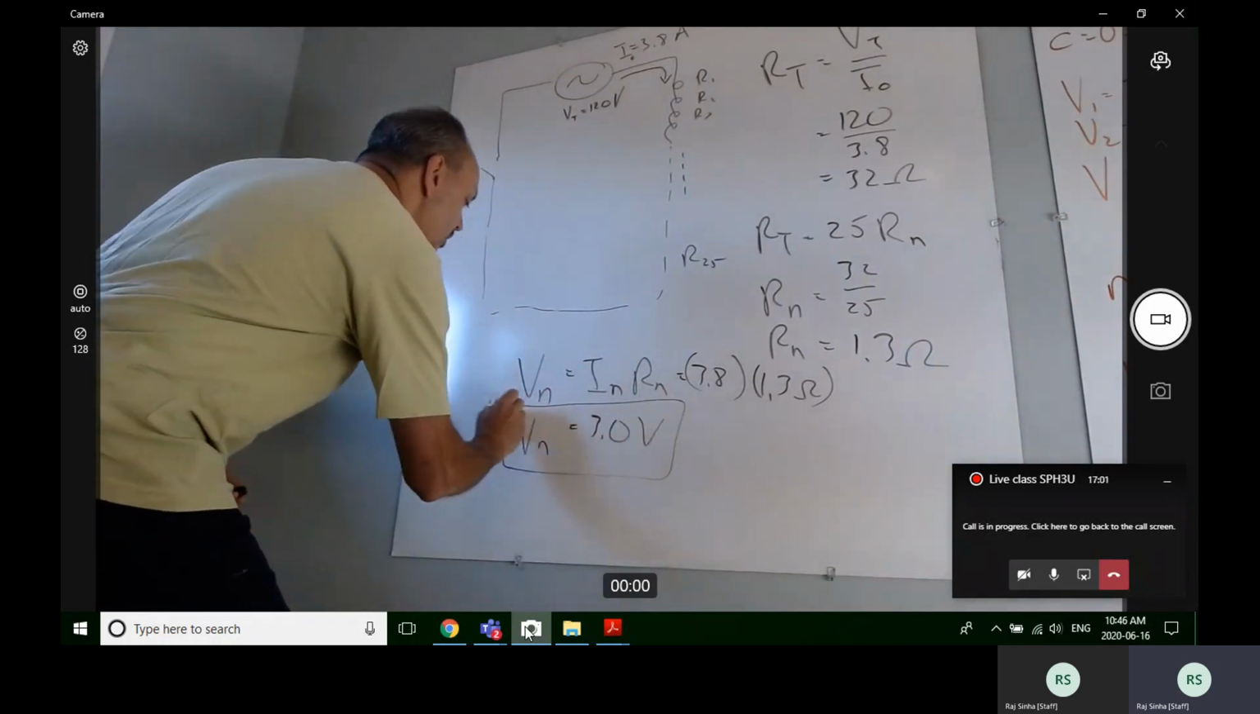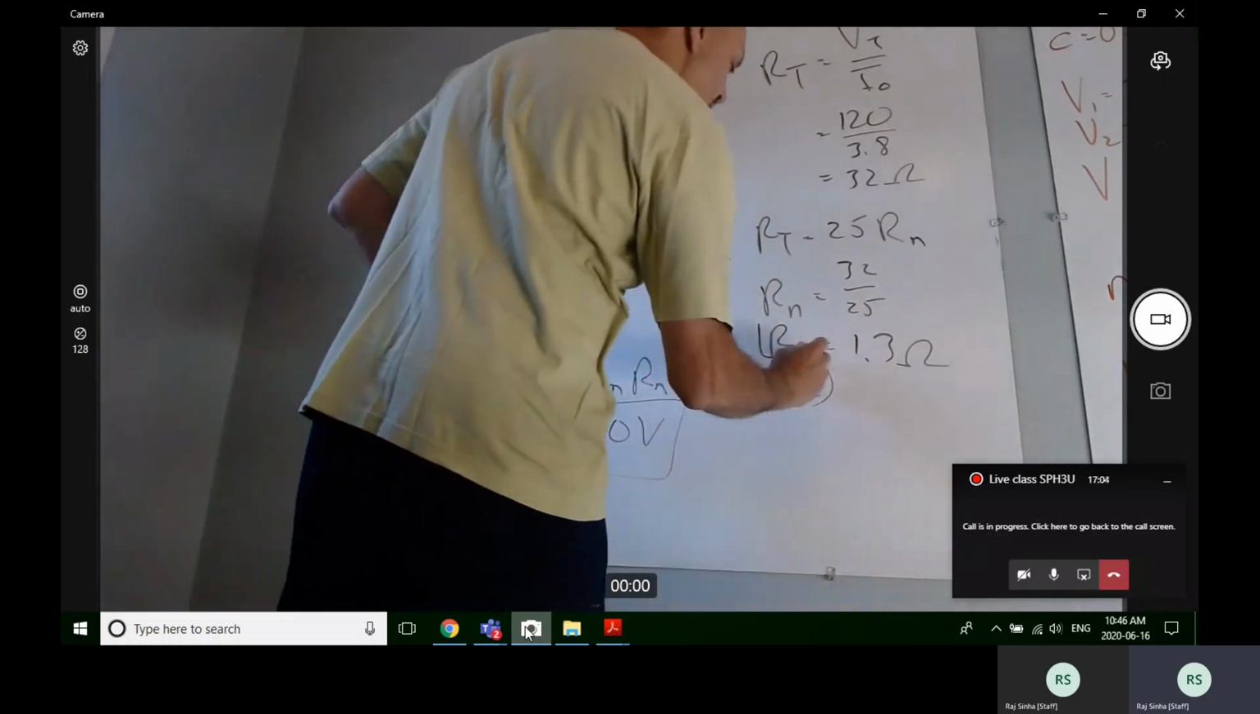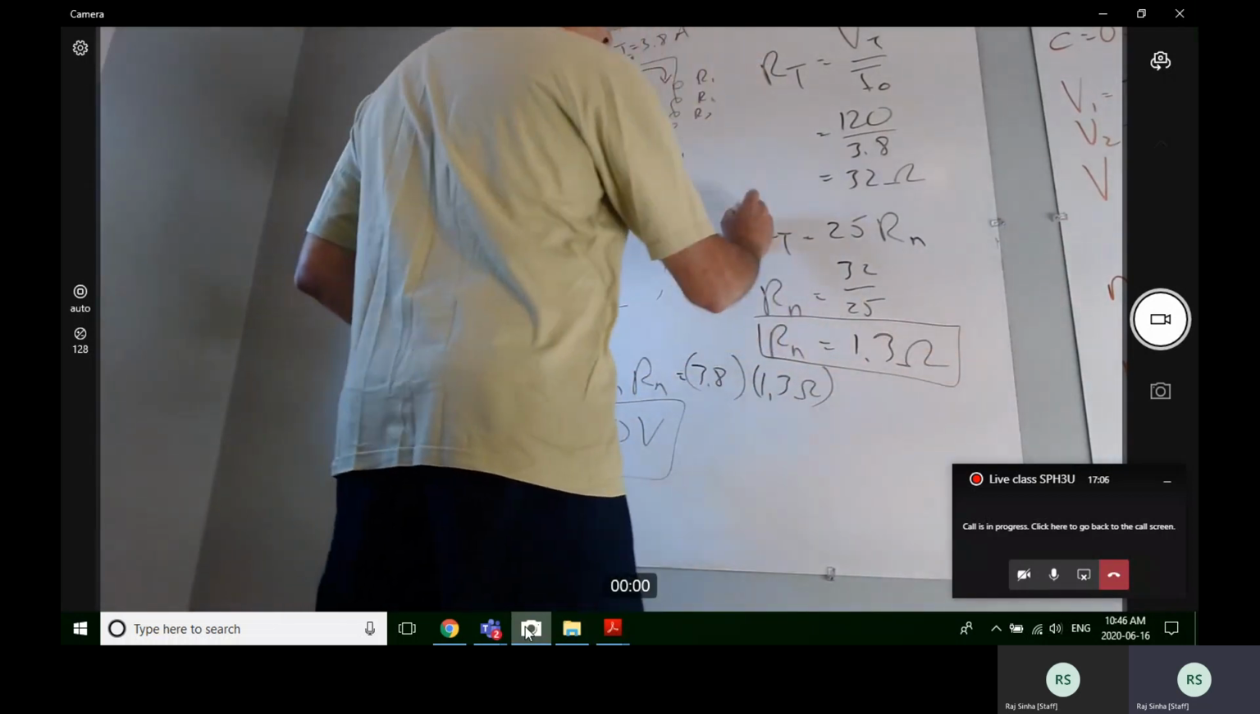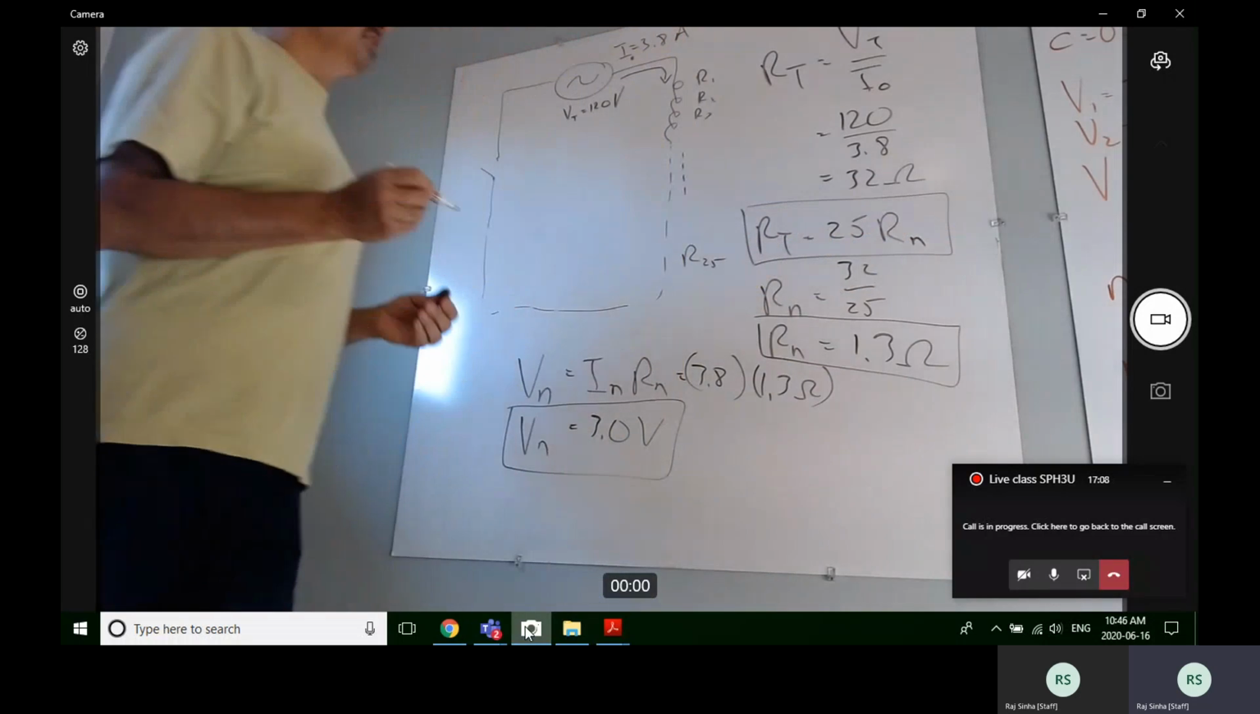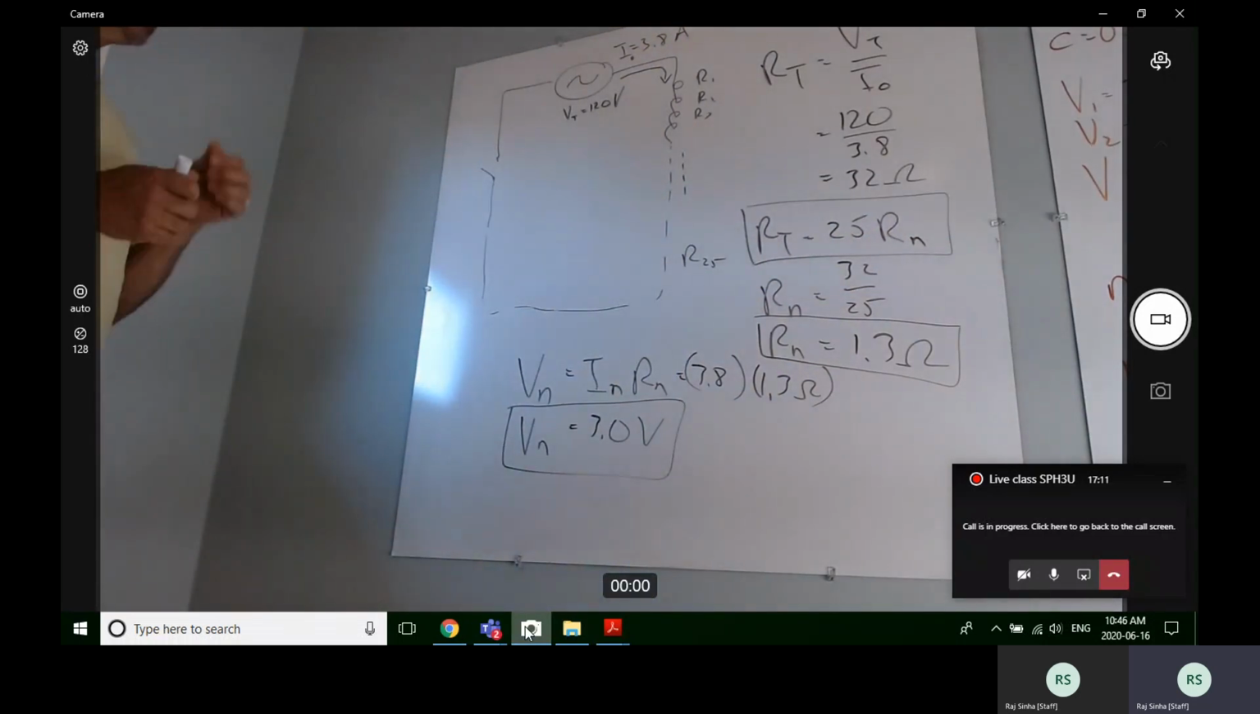Right, so the voltage at each bulb is 3 volts. The resistance for each bulb is there, and the total resistance for the circuit is there. Okay, so those were the A, B, and C answers.